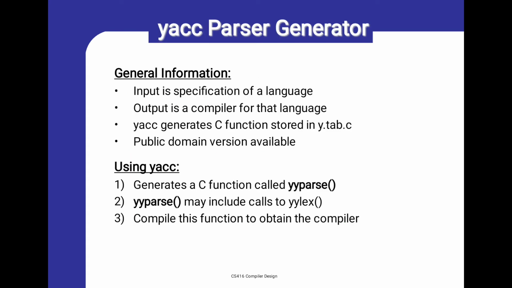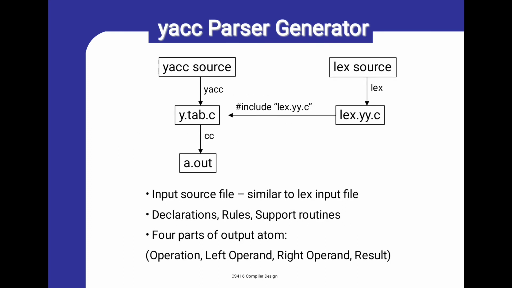General information for Yacc: the input is a specification of a language, and the output is a compiler for that language. Yacc generates a C function stored in y.tab.c; a public domain version is available. Next, it generates a C function called yyparse. Yyparse may include calls to yylex. Next, compile this function to obtain the compiler.